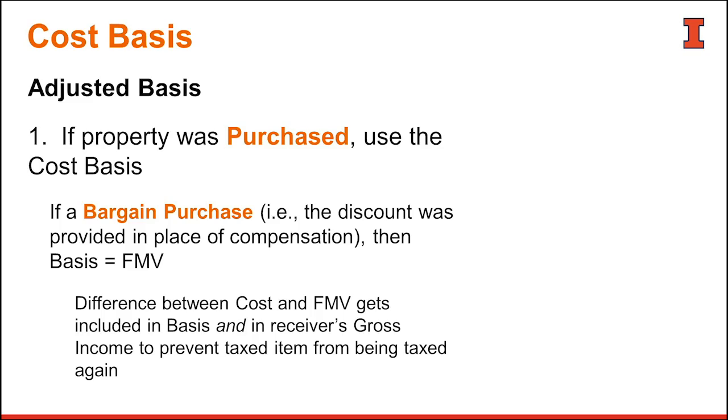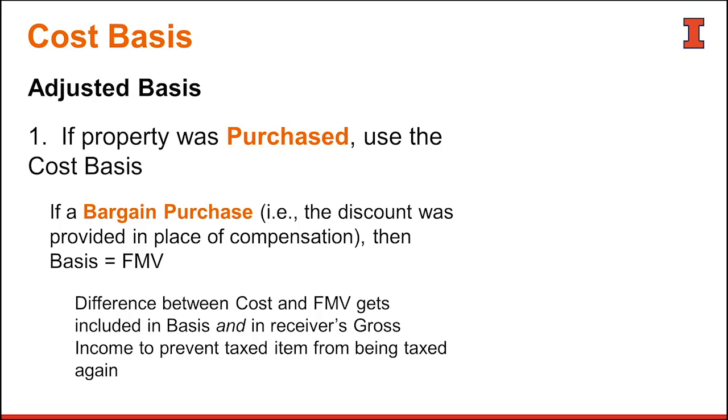If the property was purchased through what is known as a bargain purchase, then the basis equals the fair market value of the property at the time of the purchase, and not what the purchaser originally paid for the property. This difference between the cost paid for the property and its fair market value actually gets included in the basis. That is, the basis is adjusted upward from the price paid up to the fair market value. And this upward adjustment will actually be included in the buyer's gross income and get taxed.